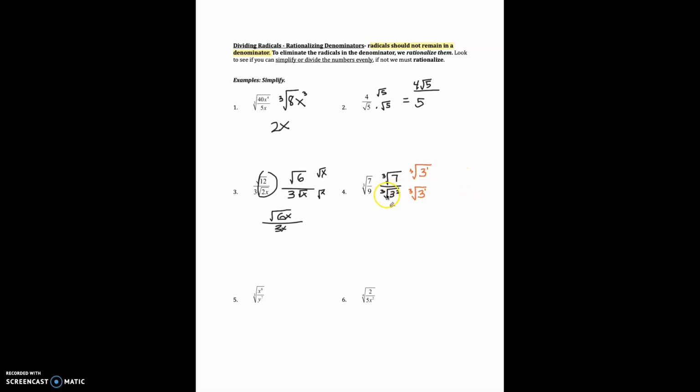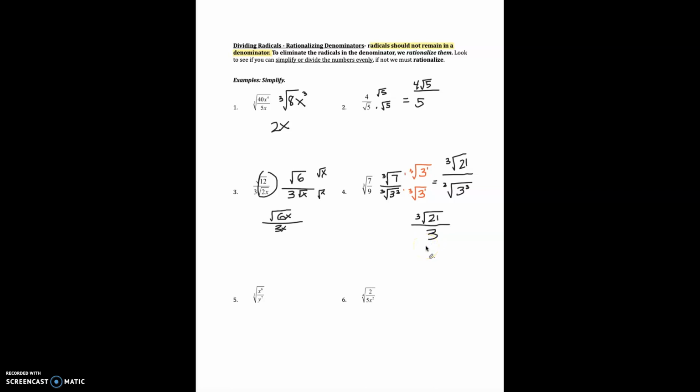So I'm going to multiply by the third root of 3 to the first, because what that does is that will now give us, in the denominator, the third root of 3 to the third, which is a perfect cube. And the numerator, I have the third root of 7 times 3, which is 21. So now I can go ahead and write my final answer. It's the third root of 21 over 3.